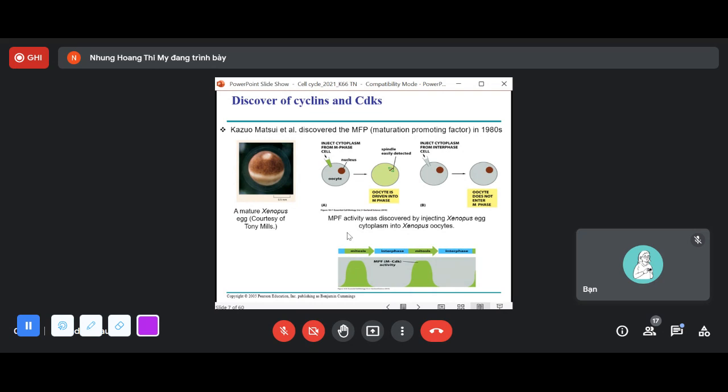The activity of this kinase changes during the cell cycle. The activity can increase very quickly when the cell enters the M phase, and then in the late M phase, it decreases also fast, and then it increases again when the cell enters the next M phase. So the activity of the MPF changes during the cell cycle, and the activity increases when the cell enters the corresponding phase in the cell cycle.